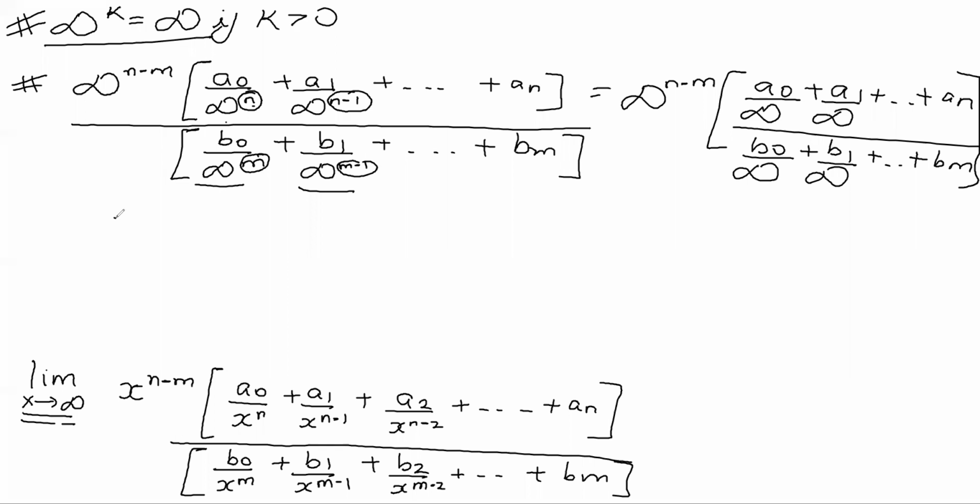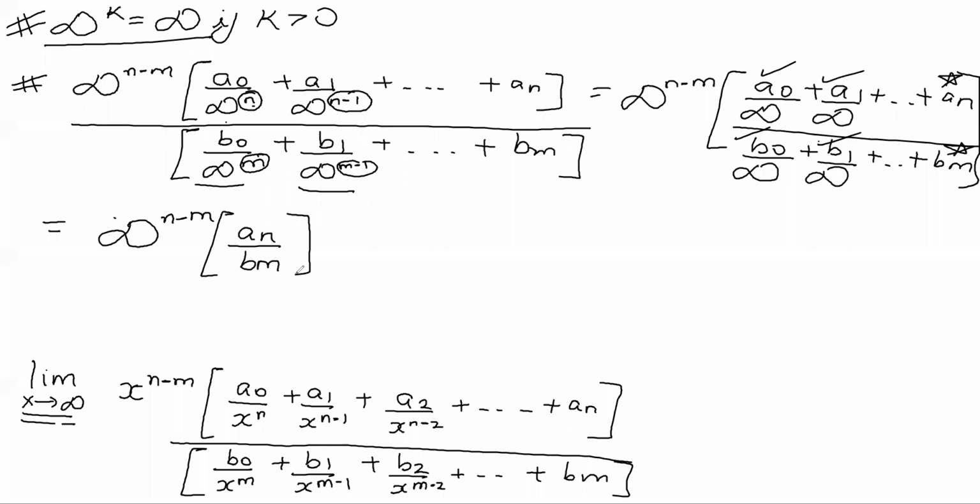Now, guys, all of us know anything upon infinity is 0. So this is 0, this is 0. Everything will be 0 except an. Similarly, this will be 0, this will be 0. Everything will be 0 except bm. So my answer comes out as infinity to the power n minus m into an by bm.